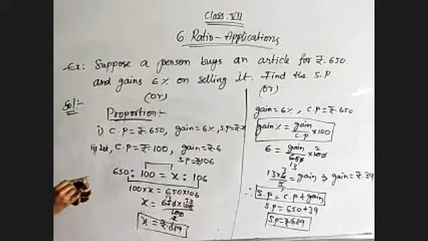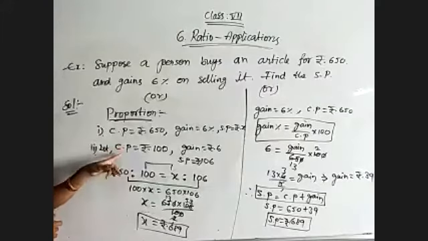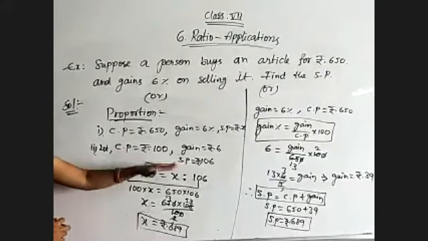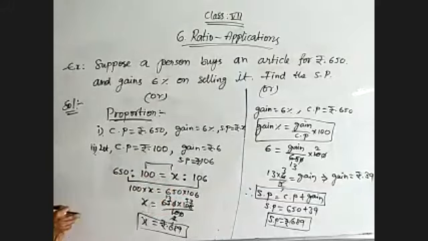Whenever you are dealing with proportion, just consider CP as 100 rupees and for that, find out the required value.